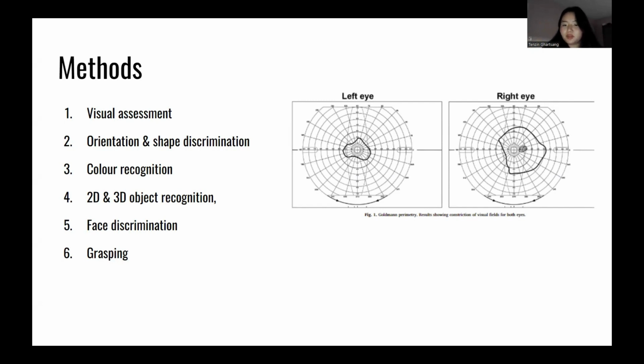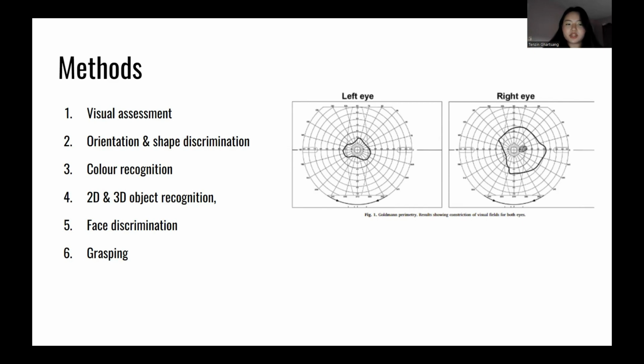The results over here include the control participants and BI's results. The x-axis represents the visual field, where the y-axis represents the intensity of the stimulus.